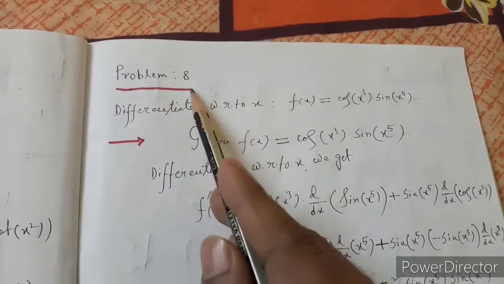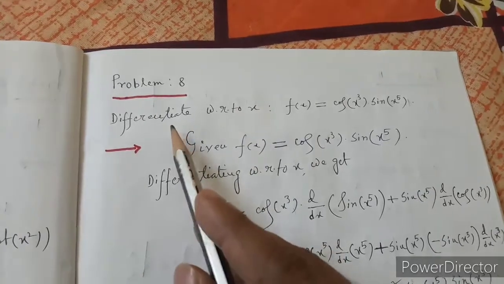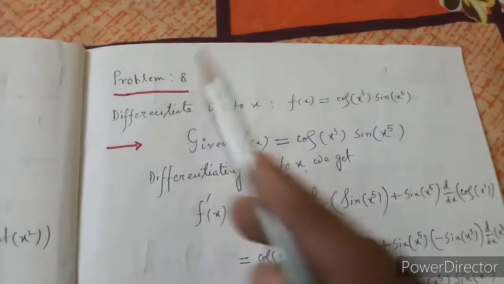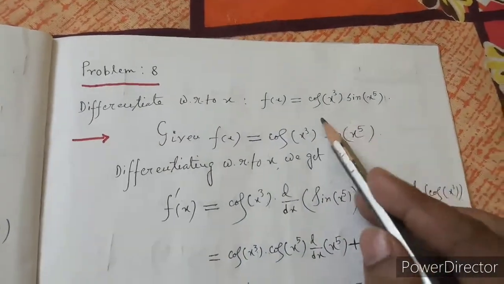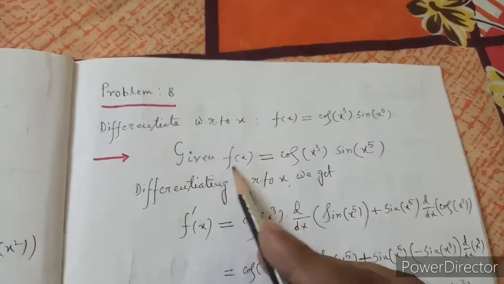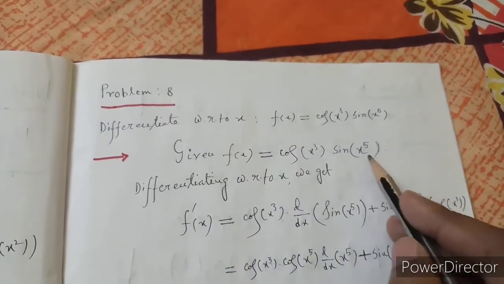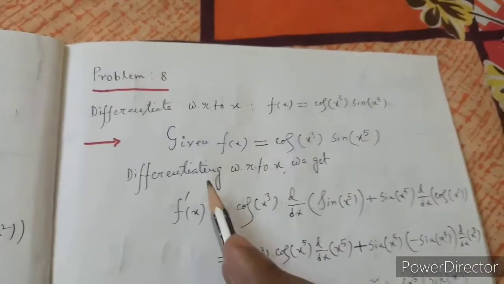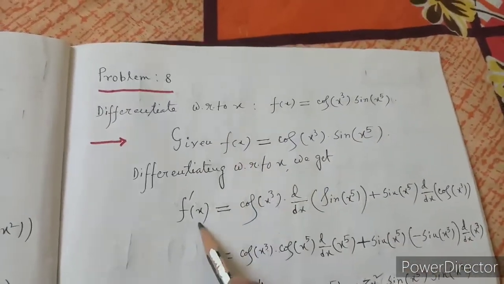So today's topic is the continuation of differentiation. Problem number 8. Differentiate with respect to x: f(x) equals cos x cube into sin x to the power 5. Now differentiating with respect to x, we get the derivative of f(x), f dash x.